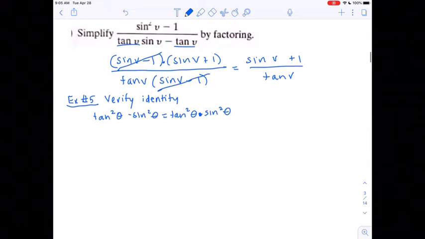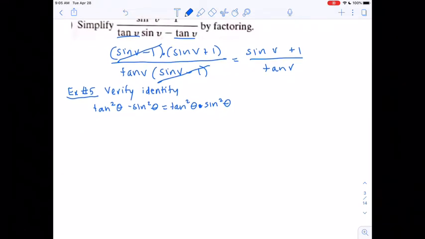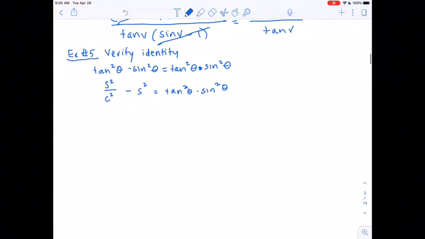So number 3. Sometimes if it's not clear to you at first, you can switch everything to sine and cosine. So for example, tangent squared is sine squared over cosine squared. Minus sine squared is s squared. And then we're trying to show that that's equal to tangent squared of theta, and this side I'm not going to abbreviate, times sine squared of theta. So now I'm just going to work on the left. On the left, now that I switched that over, I have a fraction. So within the fraction, I can find the common denominator. So if I put 1 over that, the common denominator would be c squared.